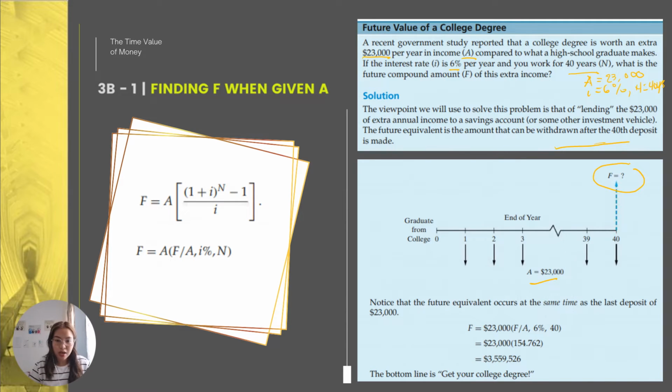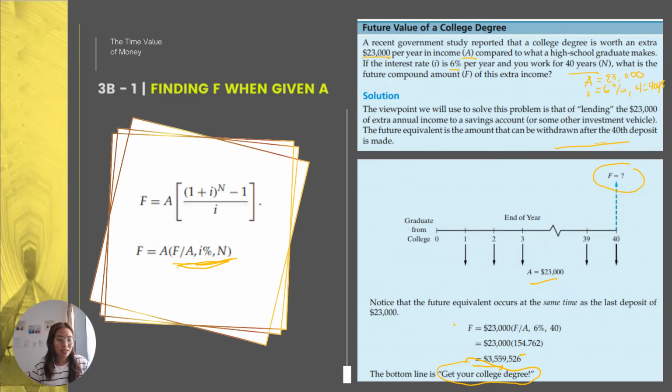$23,000. So here, we just compute using our formula, which is 1 plus i in the functional notation, and when you compute it, substituting what is given, you will get A multiplied by 154.762, and then lastly, your F is $3,559,526.